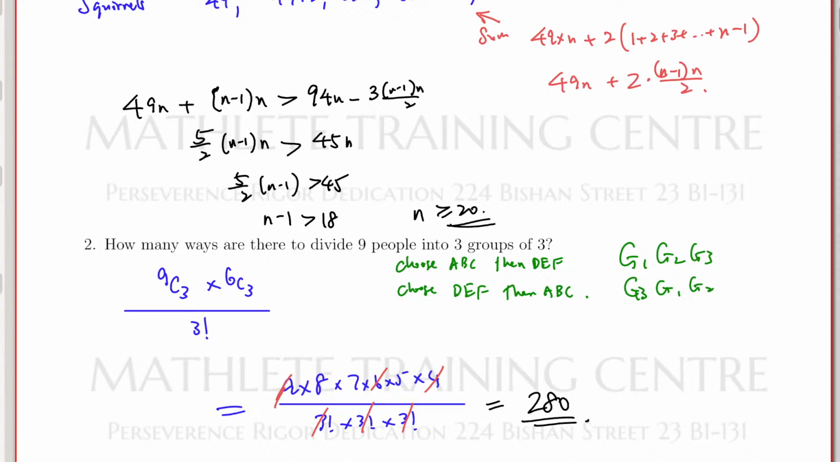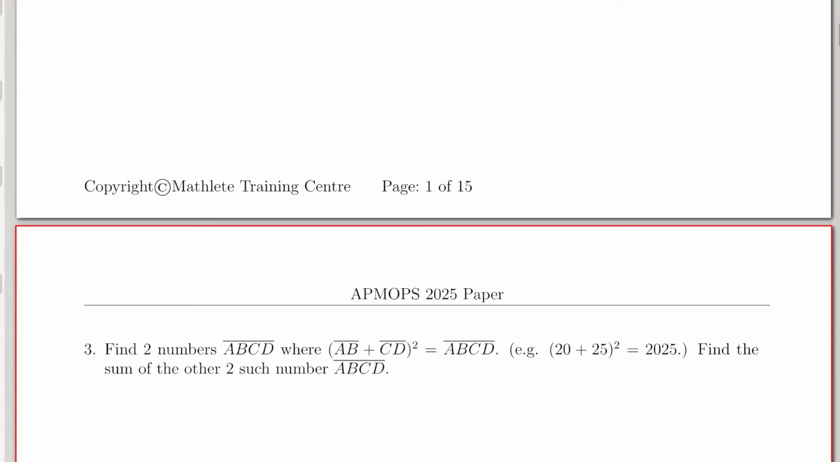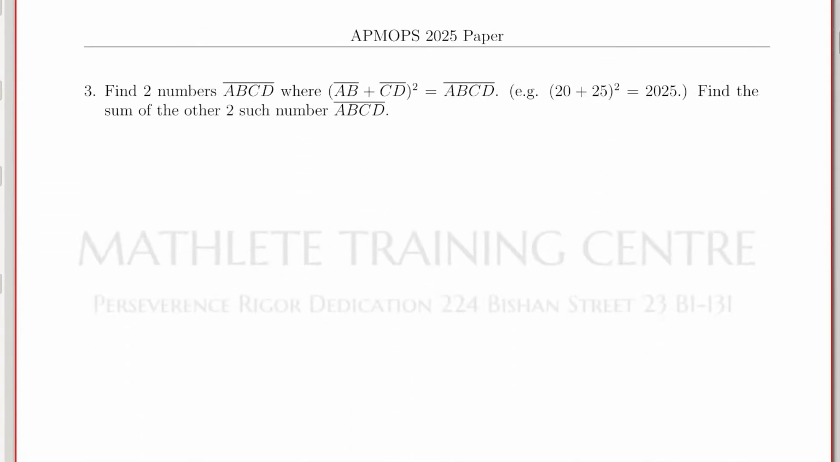Okay, so that's question number 2. And then let's move on to question number 3. Question number 3 is one of the trickiest questions on this worksheet. It's not so easy to figure out the answer. Find two numbers ABCD where (AB + CD) squared is equal to ABCD. For example, (20 + 25) squared is equal to 2025.